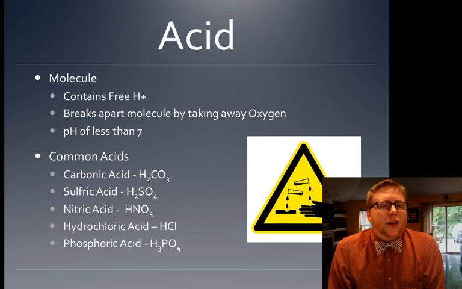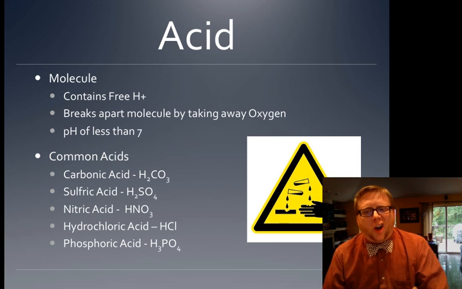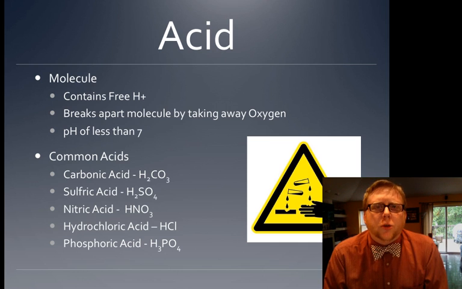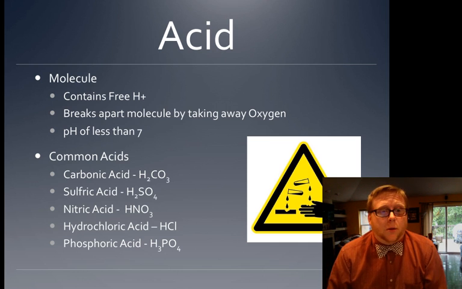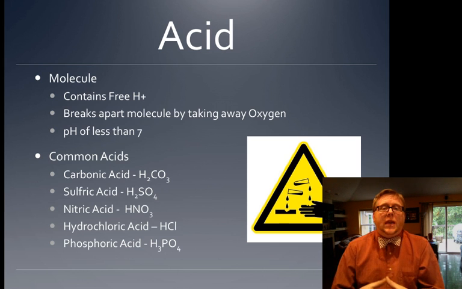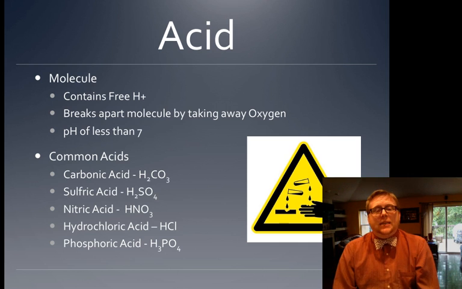What are acids we could find? Well, you could find carbonic acid. Carbonic acid is actually what you get when carbon dioxide in the atmosphere mixes with water. Sulfuric acid and nitric acid are caused when we burn fossil fuels, or oil products, or coal. In the atmosphere, we get these things called sulfuric and nitric acid.